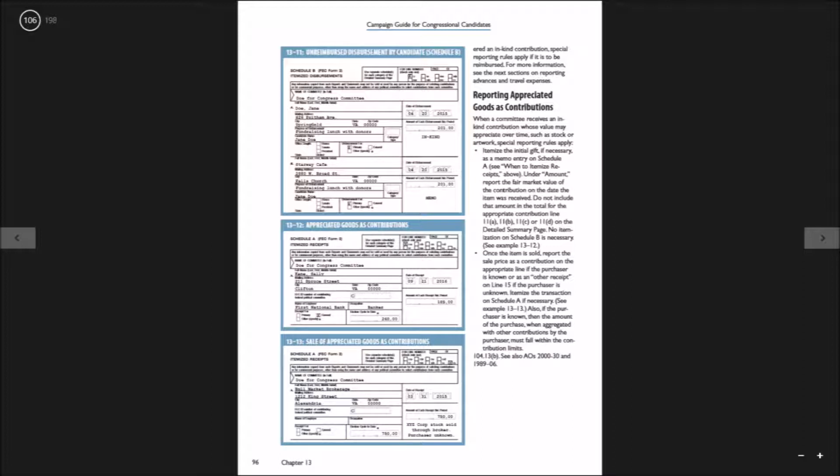See example 13-12. Once the item is sold, report the sale price as a contribution on the appropriate line if the purchaser is known, or as an other receipt on line 15 if the purchaser is unknown. Itemize the transaction on Schedule A if necessary. See example 13-13. Also, if the purchaser is known, the amount of the purchase when aggregated with other contributions by the purchaser must fall within the contribution limits.